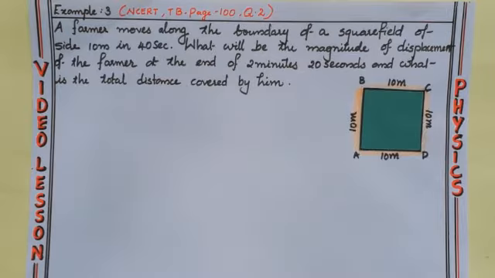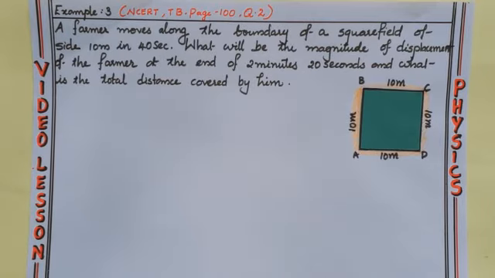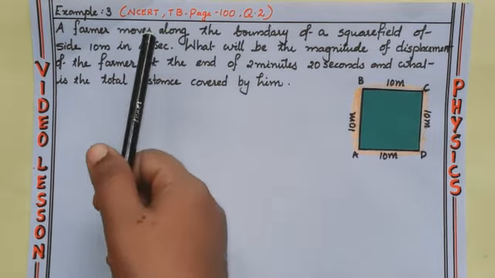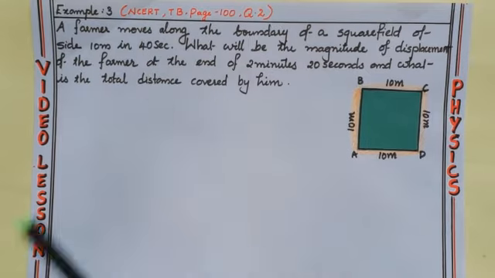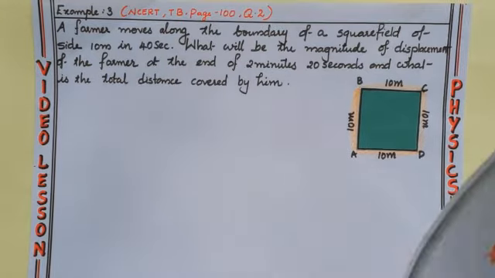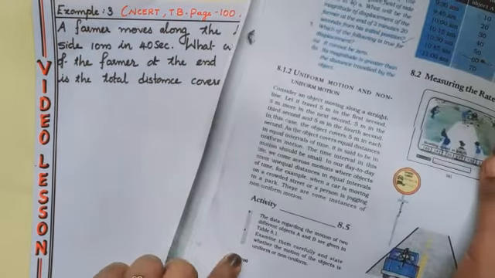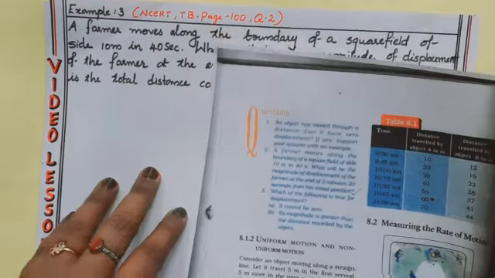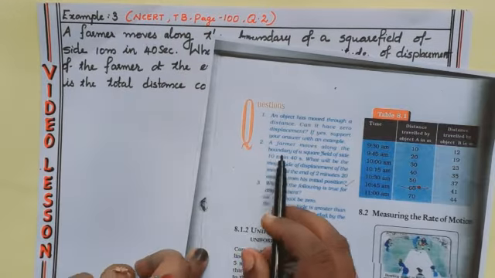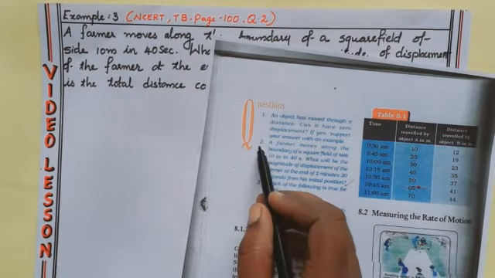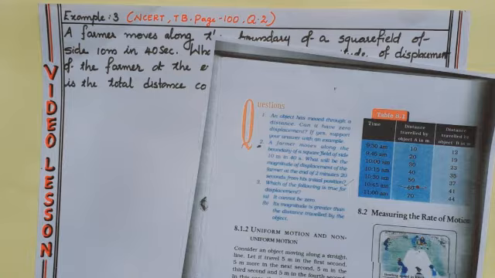Example 3. This question is from your textbook, page number 100. Question number 2 is the question we are doing.